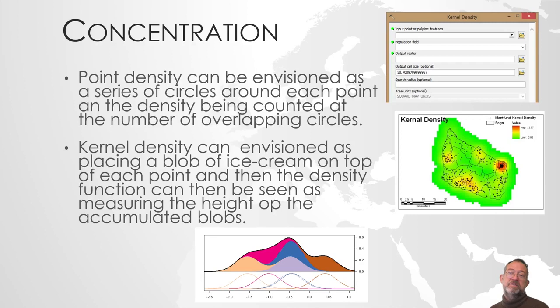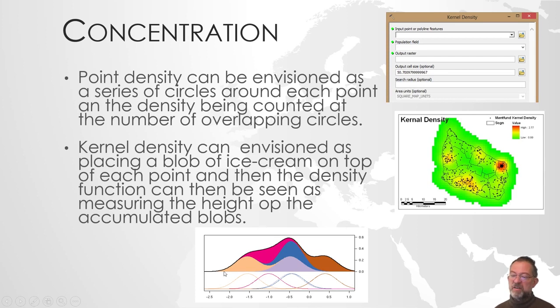We can compare this if we look at our density tool, which basically created a series of circles around each one, and then you just count how many overlapping circles are here. If we look at our kernel density, what it does is that it, on top of each point, drops a blob of ice cream. I know it's a mathematical function, and there are different mathematical functions it can use, but you can visualize it as the effect of dropping a blob of ice cream on top of each point.